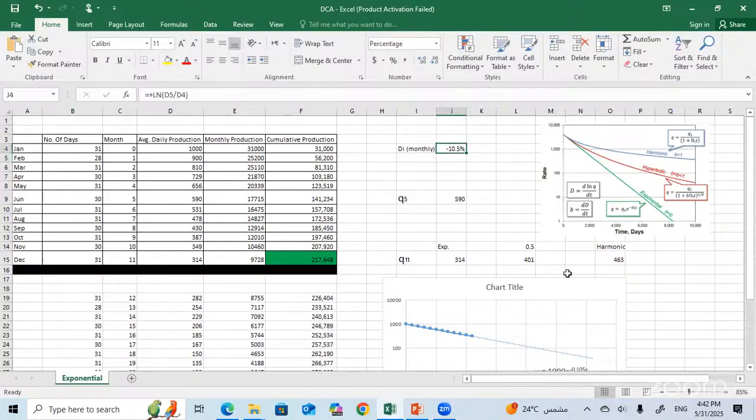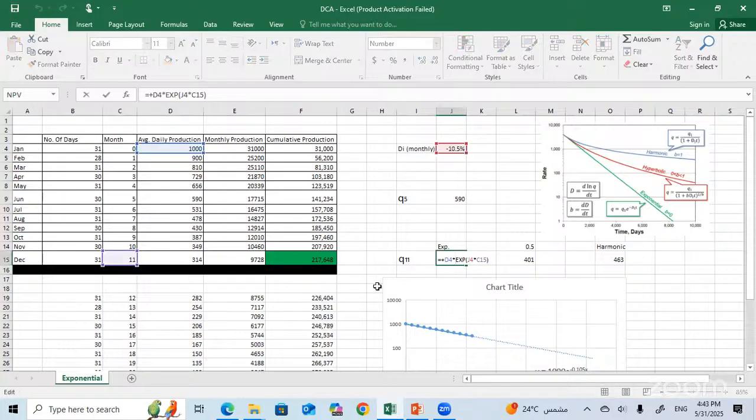So in the exponential, I can put it in the logarithmic chart, so I can predict the rate. So if I have, like, Q5, I want to expect what the rate is in Q5. As you see, for the Q1, the initial, I use the initial rate multiplied by exponential of the DI, the monthly decline rate, multiplied by the T, this is the fifth month. So it will be equal to 590, which is right here. So the same as the Q11.